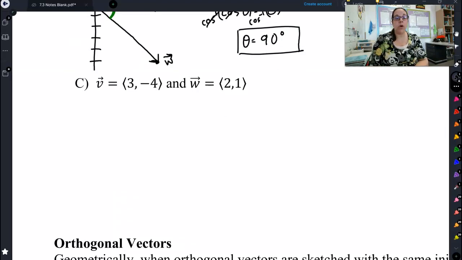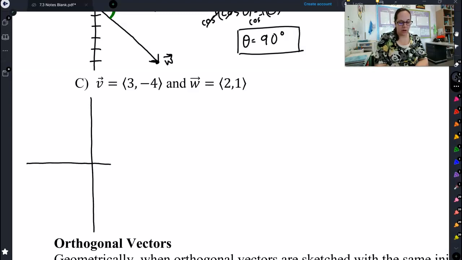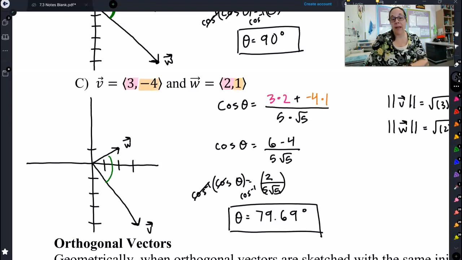Okay, let's try one more for this video. This time I want you to go from drawing it out all the way to the answer. So start by drawing these two vectors out, then plugging in everything into the equation to find the angle between them. Come back to check your work. Let's check your work. So I found the dot product to be 6 minus 4. Magnitude of v, I got 5. Magnitude of w, I got root 5. So I got 2 over 5 root 5. Did the arc cosine of that in my calculator to find the angle between them is 79.69 degrees.